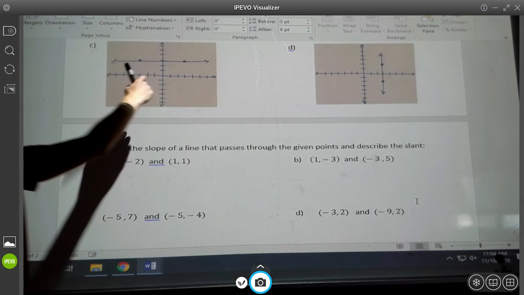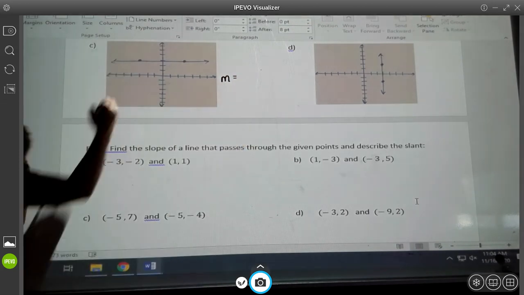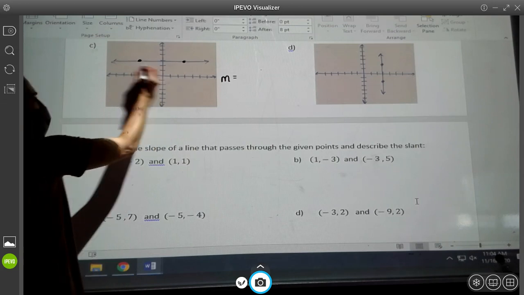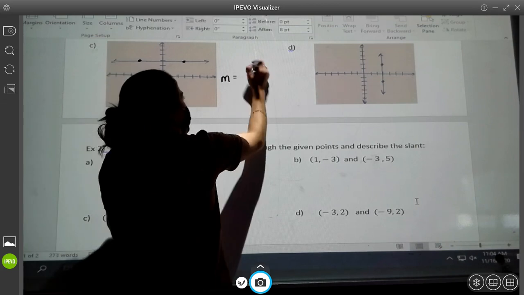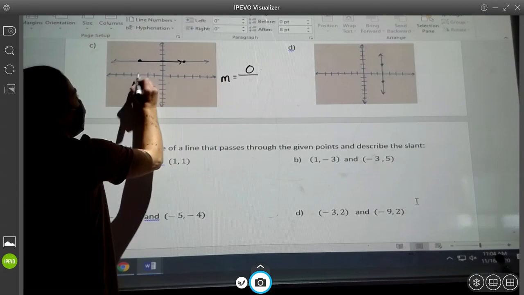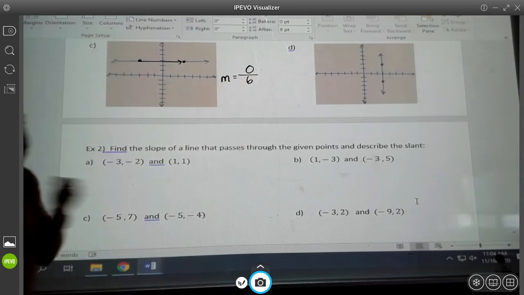All right, look at this one. If we wanted to find the slope, right? Our slope. It's rise over run. So if I wanted to go from this dot to this dot, how many do I have to rise up or down to get to the next dot? 0. You know, no rise. So it's 0 over. How many do I have to go to the right to get to the next point? 1, 2, 3, 4, 5, 6. Not that it matters. 6.